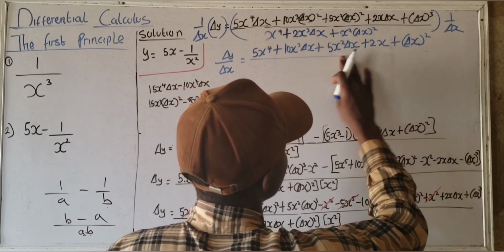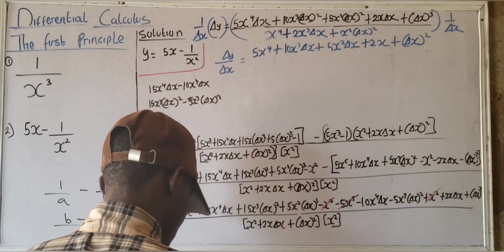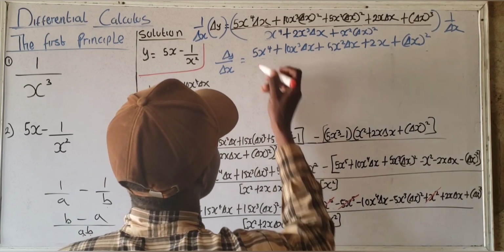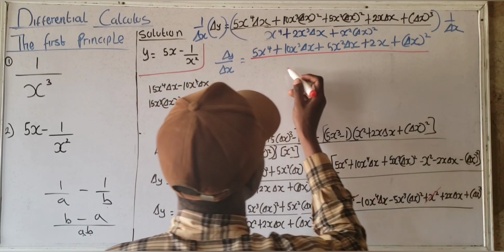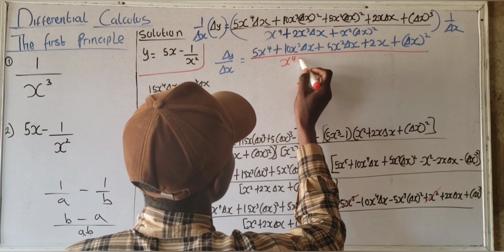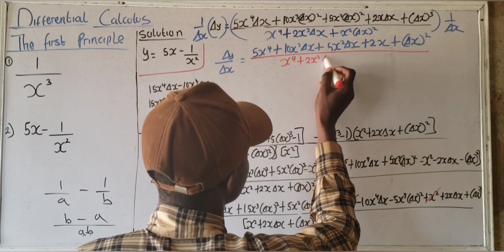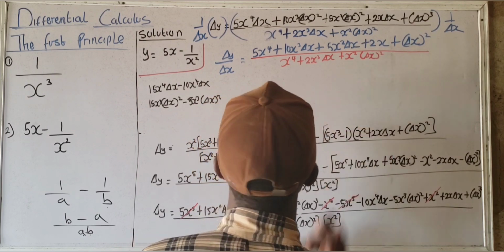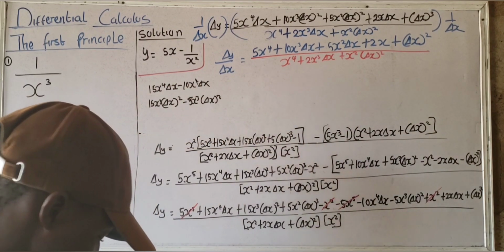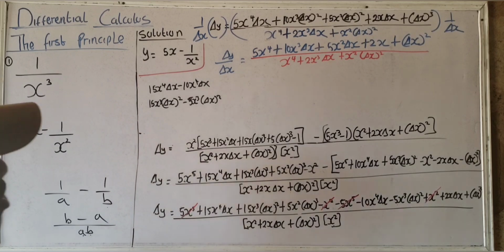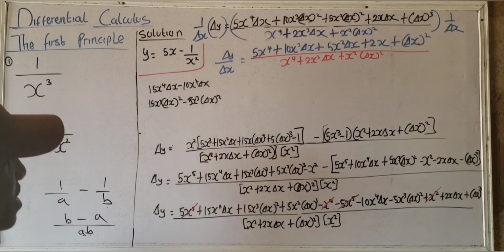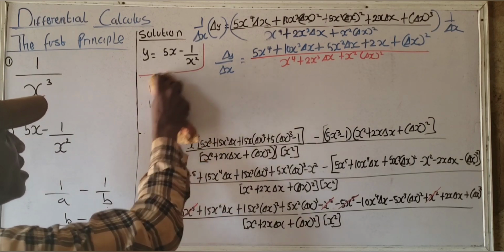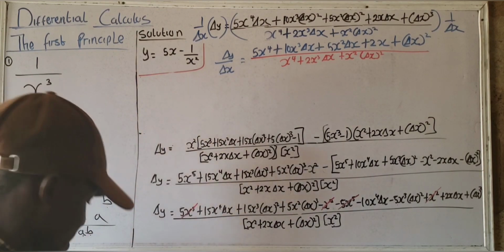Okay, so you can see, now let's proceed. All over, sorry, I think something is wrong with me. All over x raised to the power of 4 plus 2x raised to the power of 3 delta x plus x raised to the power of 2 delta x squared. Okay, now you can see that we are almost done. The next step is that you have to take the limit as delta x tends to 0.